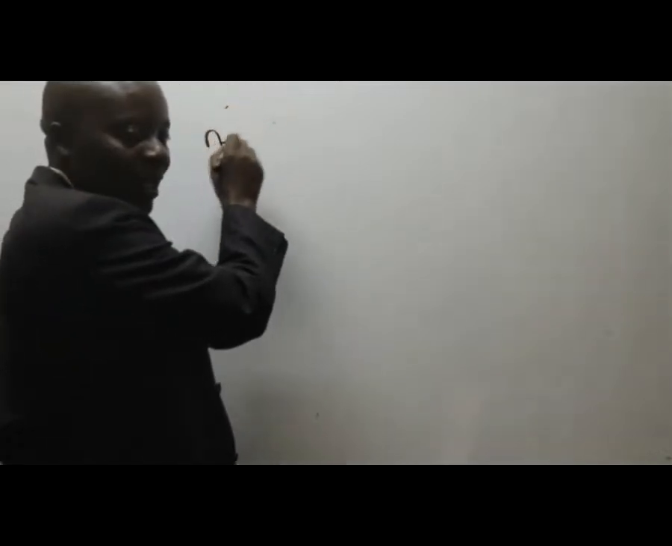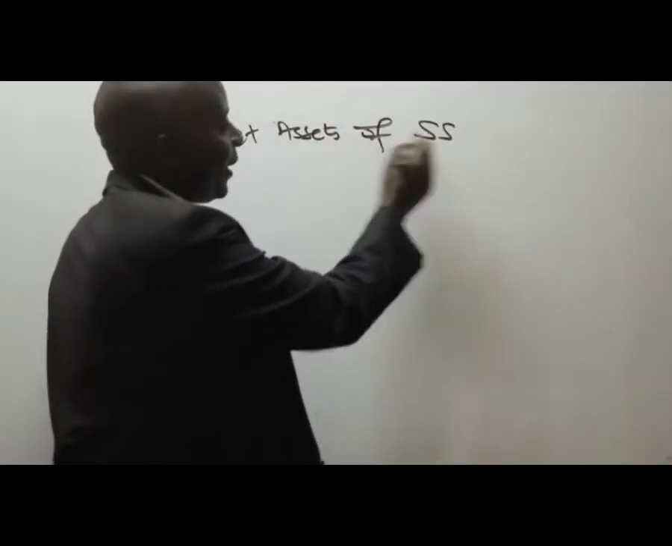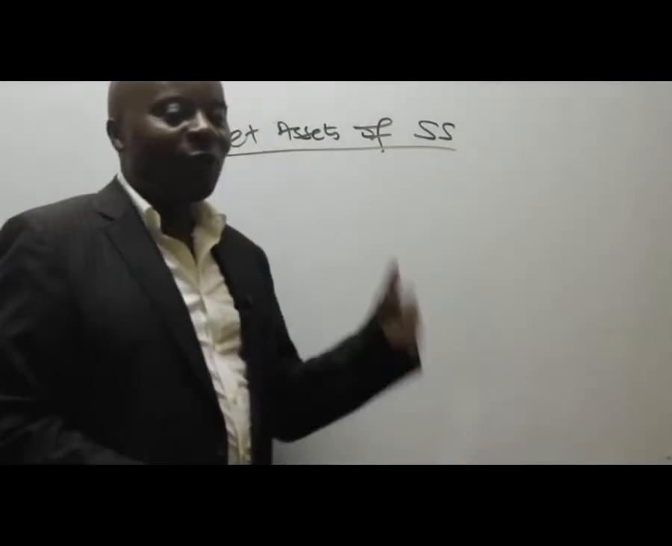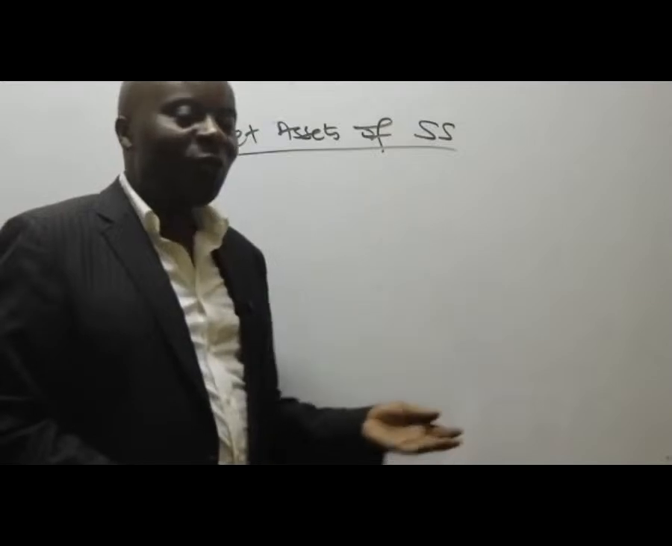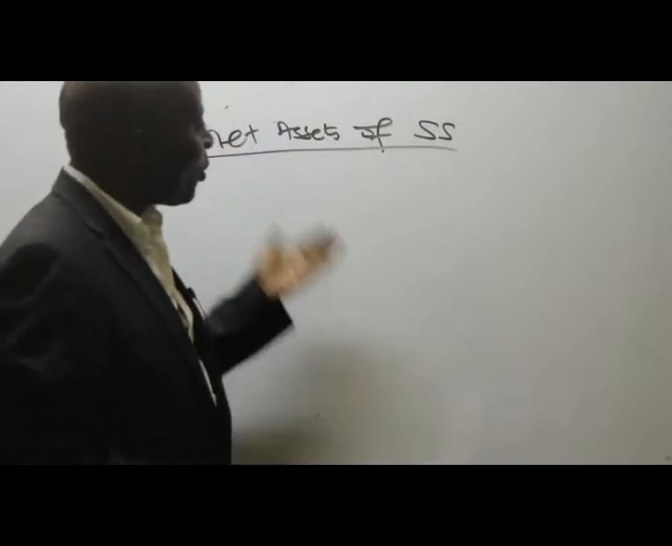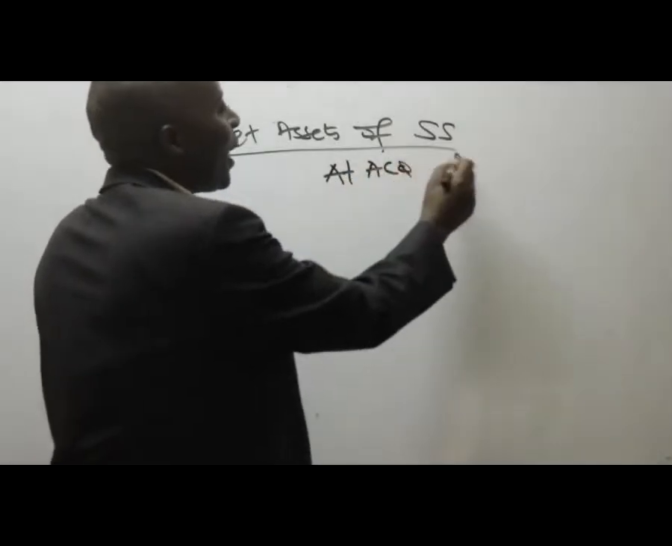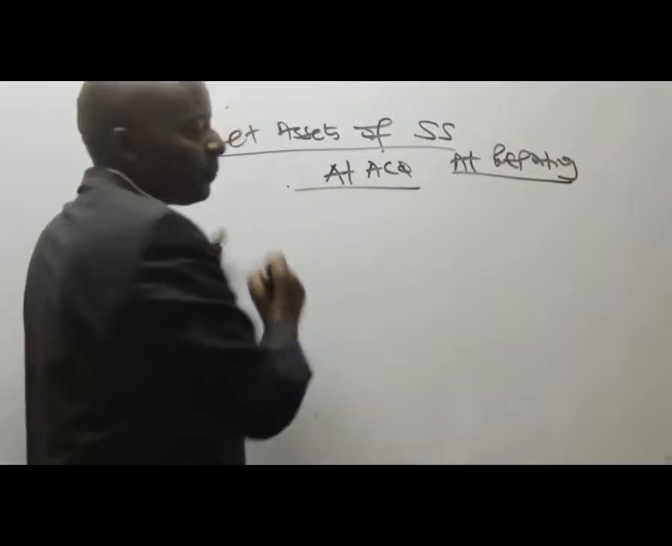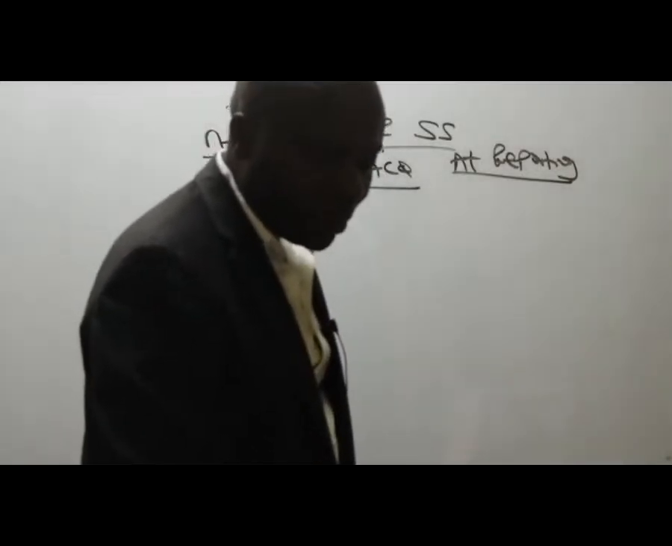So now we have here net assets of this other subsidiary. If it was an associate, we don't go looking for net assets of associates. Those are small investments. But for subsidiaries, you must give us net assets. So for SS, could you kindly give me the net assets at acquisition and net assets at reporting?